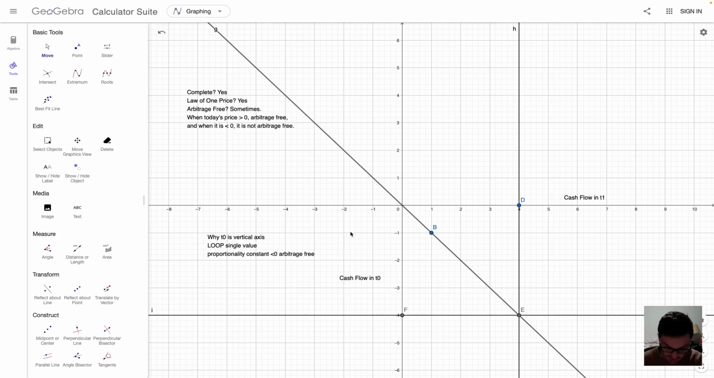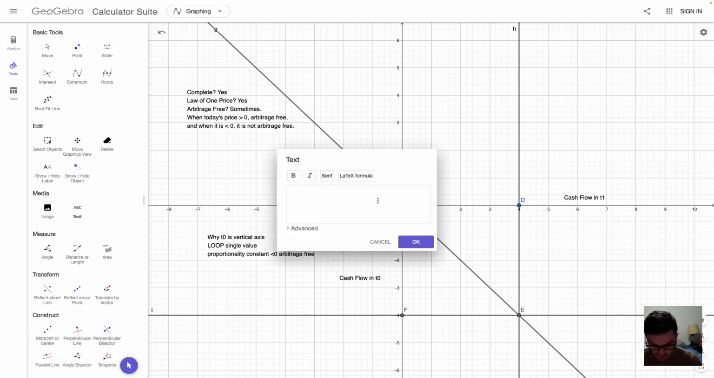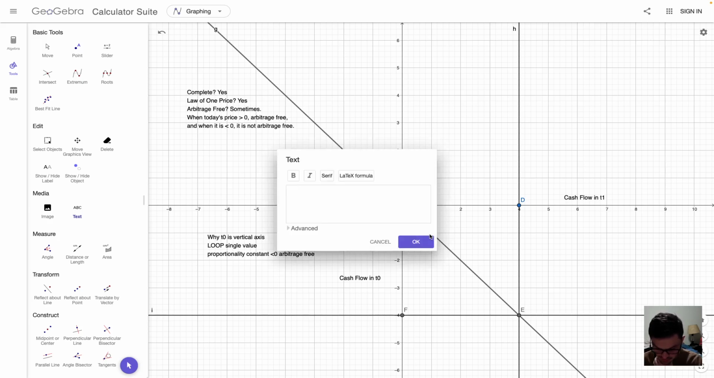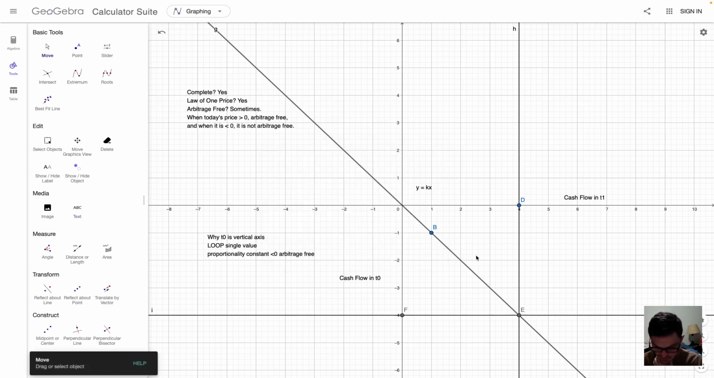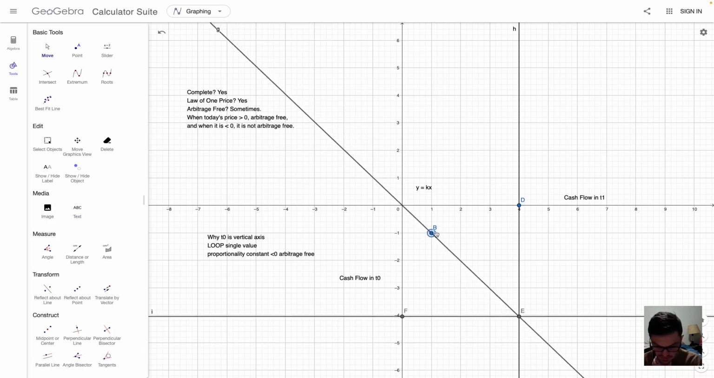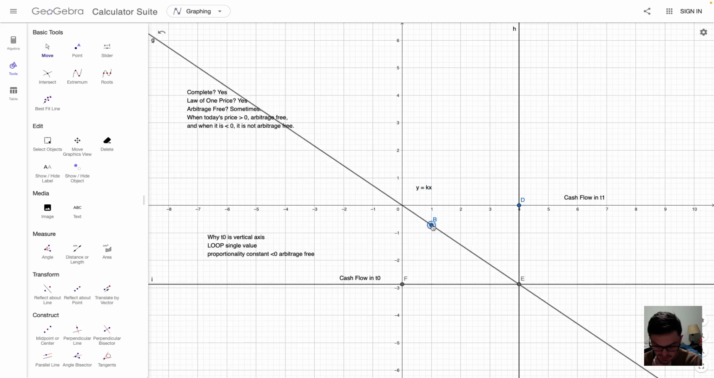In the last video, we talked about how to have the law of one price, this function just needs to go through zero and be linear. The functional form of that is y is equal to kx, where k is some proportionality constant. In this case, our k is -1, and if we move this down a little bit, now our k is -2. And k is -1, k is 0, k is +1, and so on.